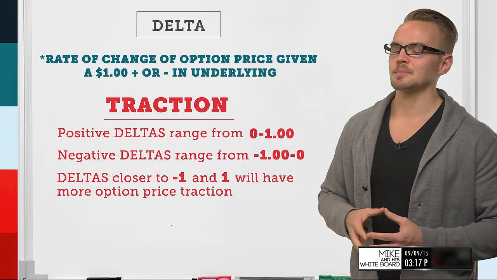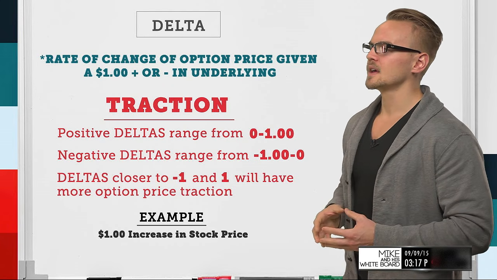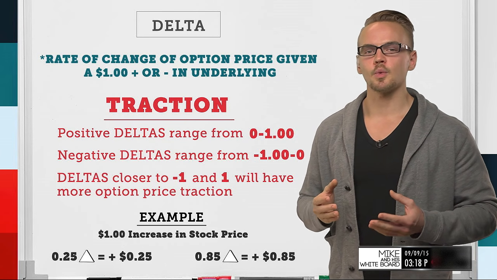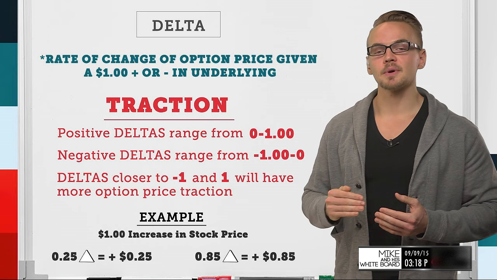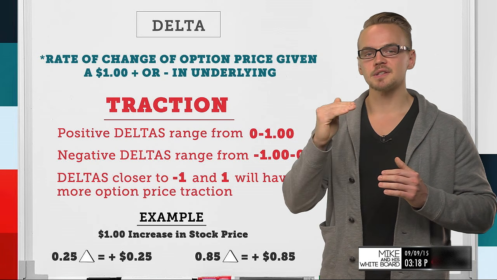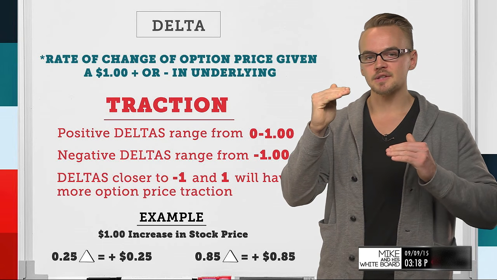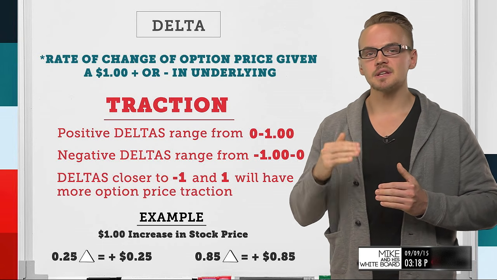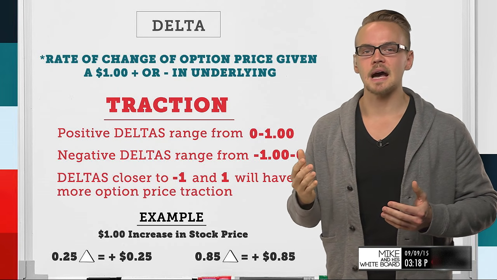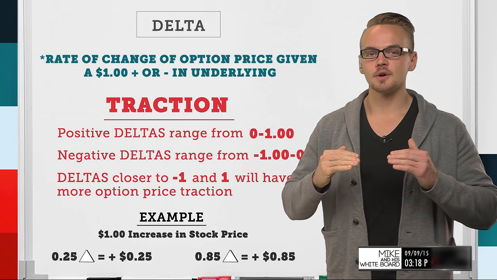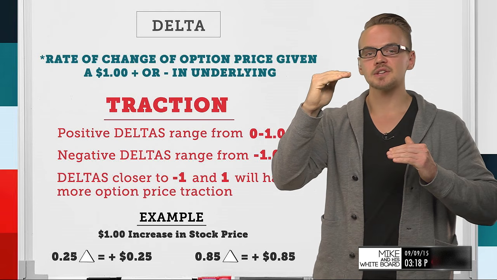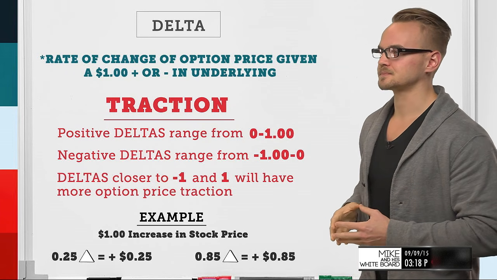If we look at an example here, we can clearly see that. We've got a $1 increase in the stock price. If I've got an option that's a 25 delta, a positive 0.25 delta, and the stock price goes up $1, then the option price should go up 25 cents. You can think of it like a ladder, or stair steps, in relation to the option's price and the underlying price. So if I've got a $1 increase in the underlying price and I have a 25 delta, I should see a 25-cent increase on that option.